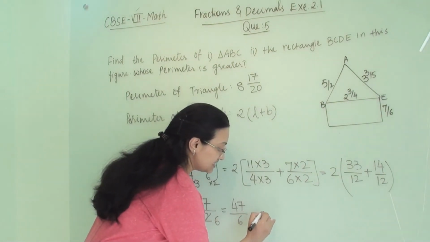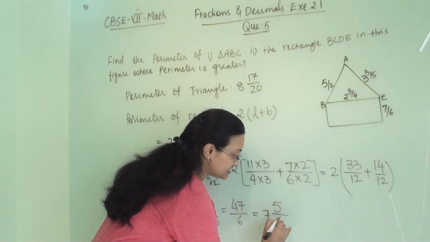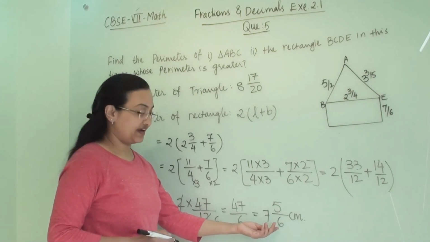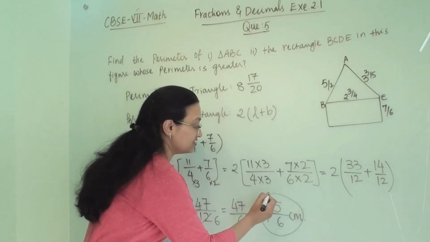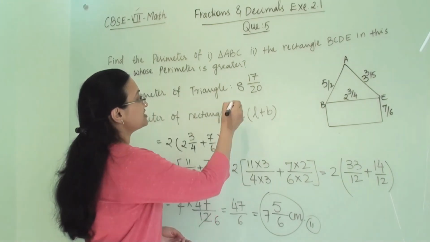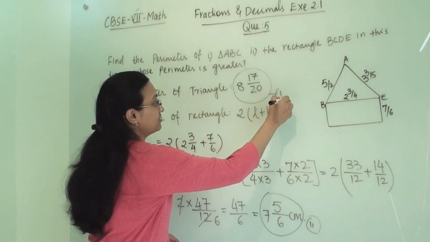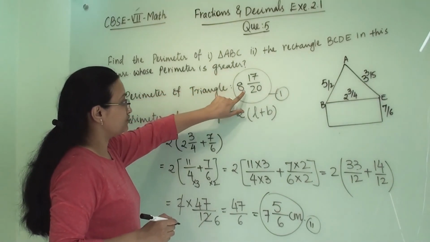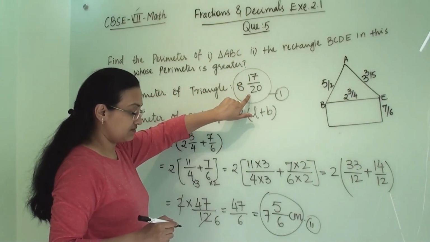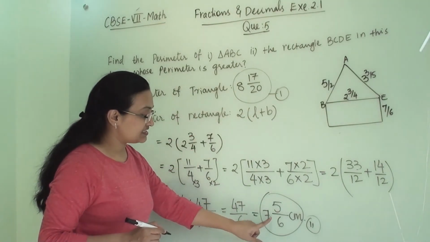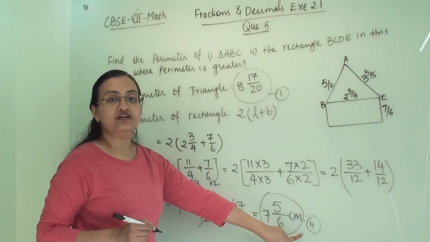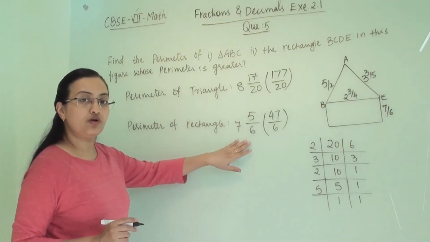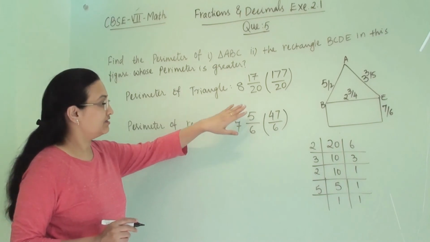The answer is 7 5/6 centimeter. Now this is the perimeter of the rectangle. This is our second answer, and the first answer is this. So what they have asked is whose perimeter is greater. Here 8 17/20 is our first perimeter and this 7 5/6 is our second perimeter. Now these are two perimeters. We have to compare them and see which one is bigger.